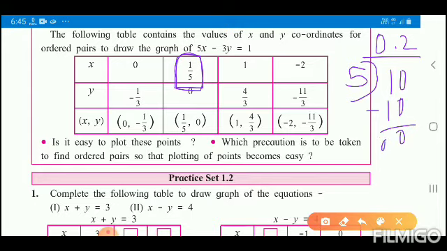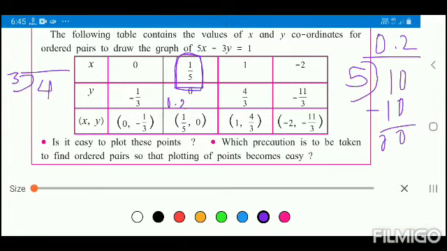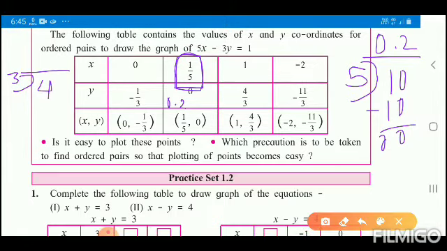Okay, the answer you will get is 0.2, so 0.2 and 0 you can plot it. But if you see 4 upon 3, then what will be there? 3 ones are 3. What remains? 1. Now 0.0, 3 3s are 9. Again 1 remains. So 1.3333 like this.